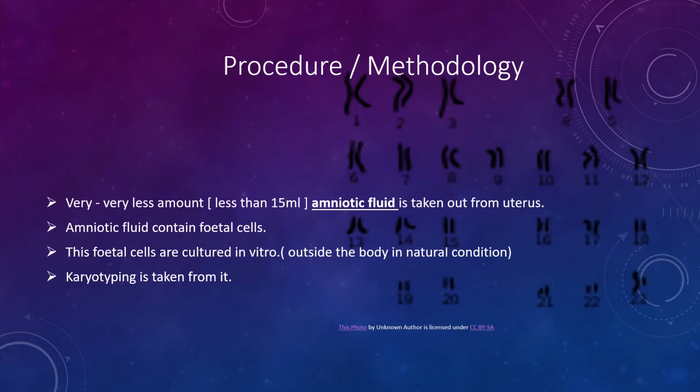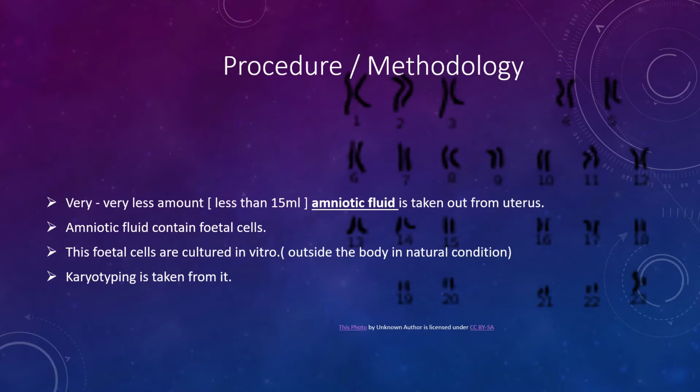If the amniotic fluid is taken in more amount, then also it creates a problem for the growing embryo. So it is very important that, first, amniotic fluid is taken in a very, very small amount, and second, the needle must not touch or jerk the growing embryo. In amniotic fluid, foetal cells are present. These are cells which divide mitotically to increase the number of cells.